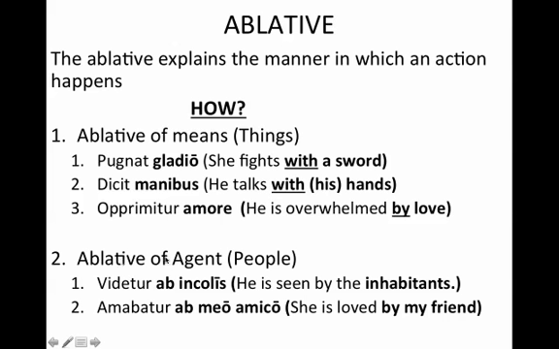If a person is used to do an action, so for example with the passive verb, he is seen by the inhabitants, you're going to use ab, or just the letter a, plus the word that's doing the action, in this case inhabitants, in the ablative. So you notice videtur ab incolis, amabatur ab meo amico. Because it's a person who the action is being done by, you use ab. If it's not a person, you're going to use no ab, and you're just going to put the word in the ablative.